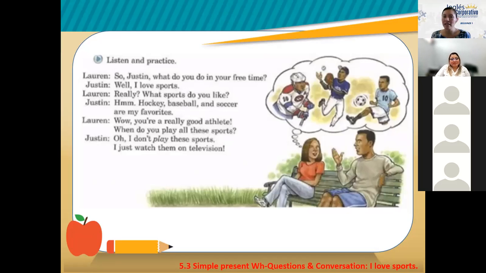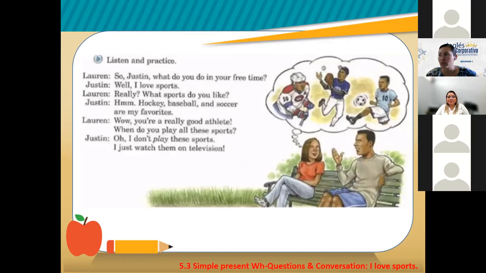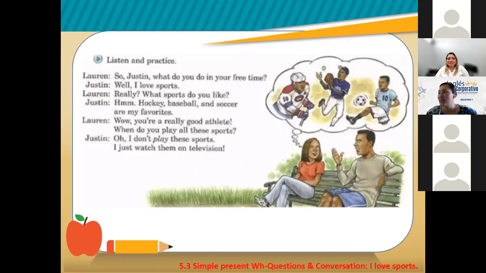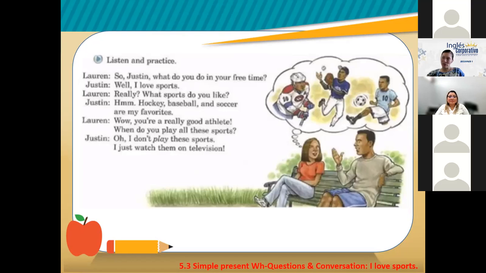Okay, so let's have, bueno, no sé si hay alguna pregunta con respecto al vocabulario, chicos. Question? No question. Okay, so si no hay preguntas de vocabulario, quisiera tener como, you know, un par de voluntarios para que me hagan la conversación. Two volunteers to read the conversation. Solo dos. Ahí tengo a Teresa y tengo a Lady. Excelente. So, Teresa, ayúdame con Lauren y Lady, ayúdame con Justin.